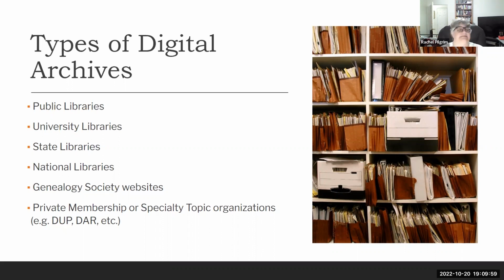National libraries. Now, some of the national libraries we have, obviously, the Library of Congress is our nation's official library. We also have the Smithsonian Library and the National Archives. But it's not just limited to the US. The British Library, the French libraries, almost every country has a national library that has some form of a digital collection that may be useful to a family historian.